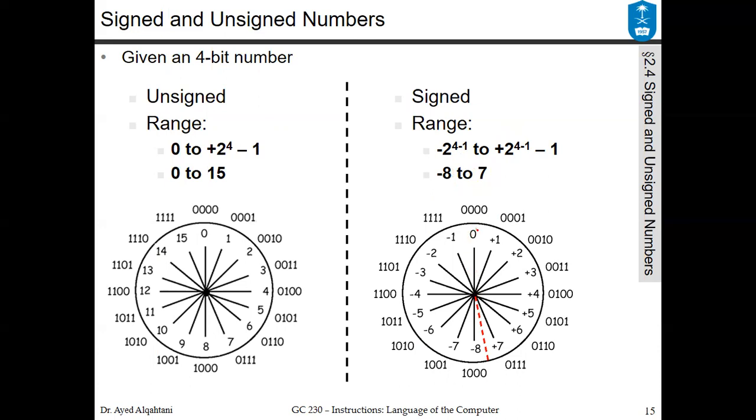We have the 0 right here, and then we start the positive numbers on this side, the negative numbers from this side. So this is +1, +2, 3, 4, 5, all the way to only positive 7. And from here we go to -1, -2, -3, all the way to -7, and also one more, which is -8. This is the 2's complement representation of the signed 4-bit number.